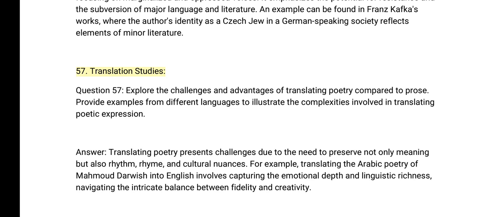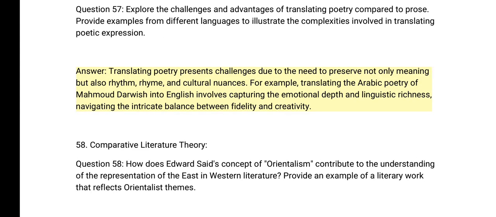57. Translation studies. Question 57. Explore the challenges and advantages of translating poetry compared to prose. Provide examples from different languages to illustrate the complexities involved in translating poetic expression. Answer: Translating poetry presents challenges due to the need to preserve not only meaning but also rhythm, rhyme, and cultural nuances.